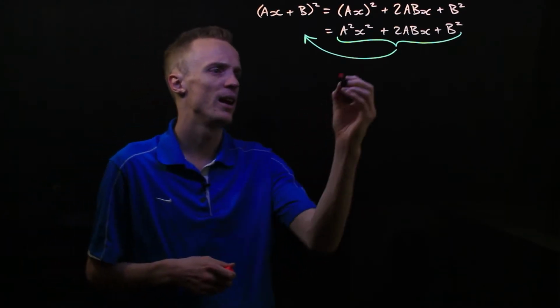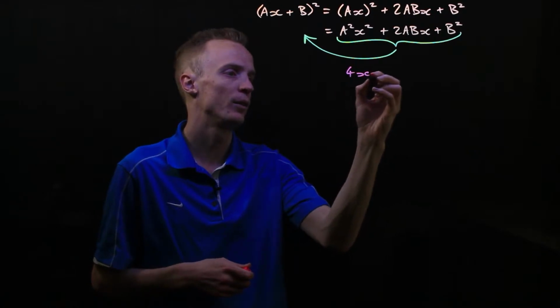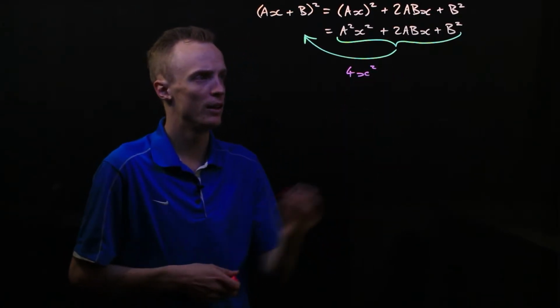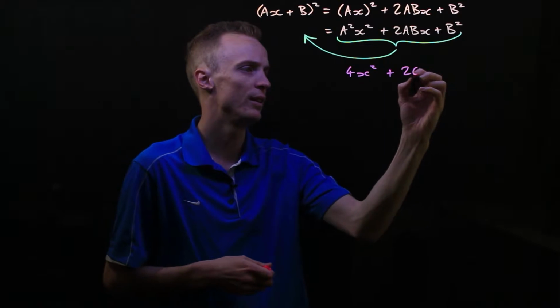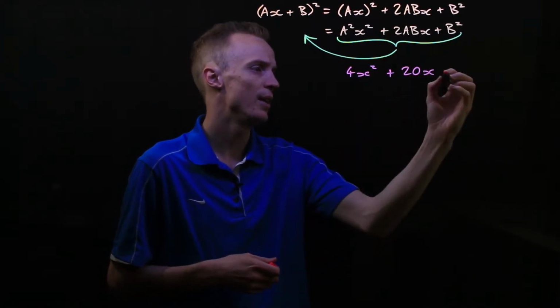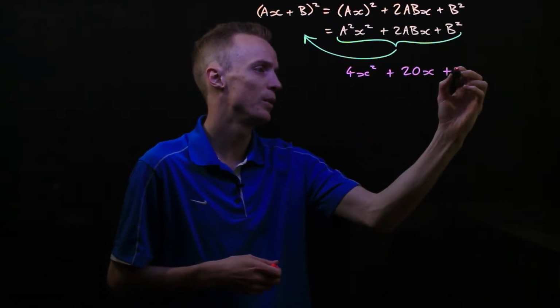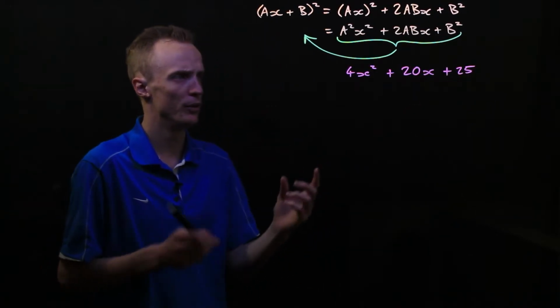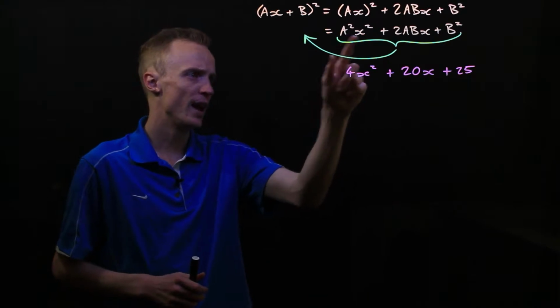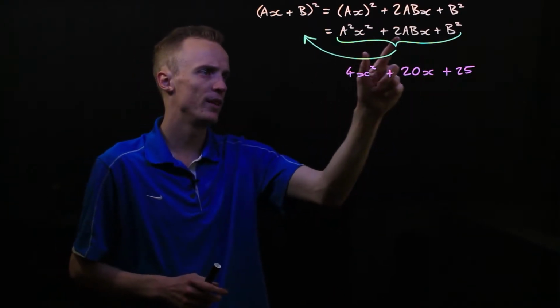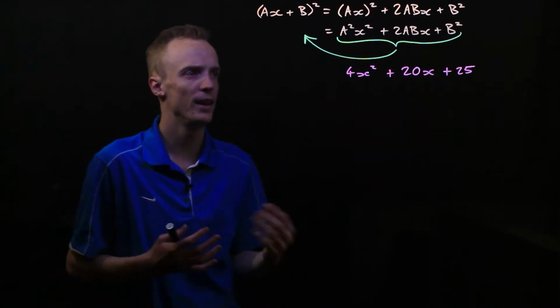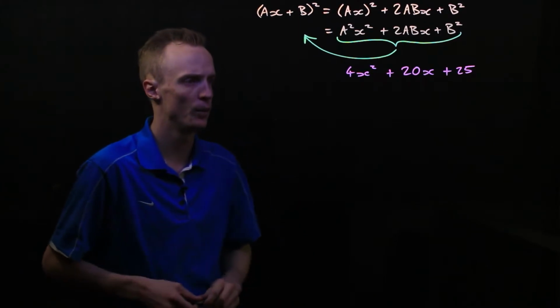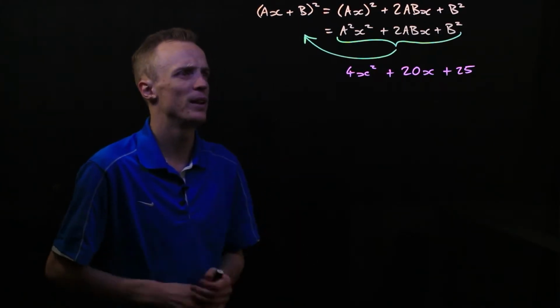Let's say I had 4x² and I was adding 20x and then adding 25 at the end here. If I can prove that, using an a and a b value, each one of these is true for my statement here, it means that I have a perfect square. So how do I go about doing that?